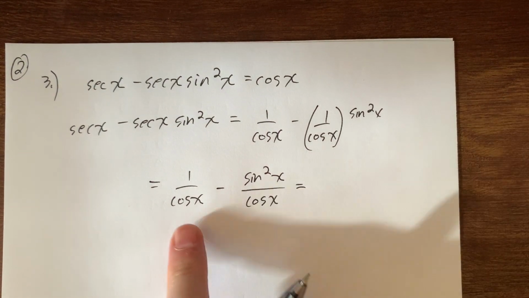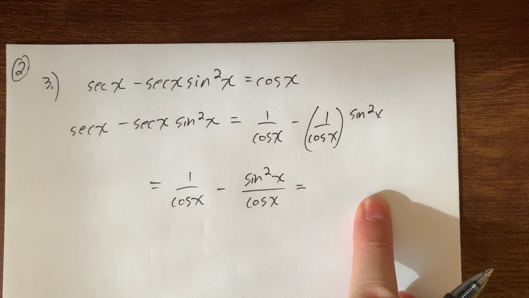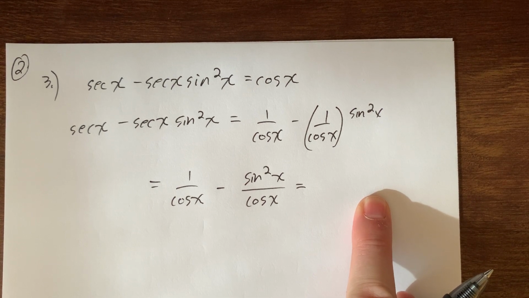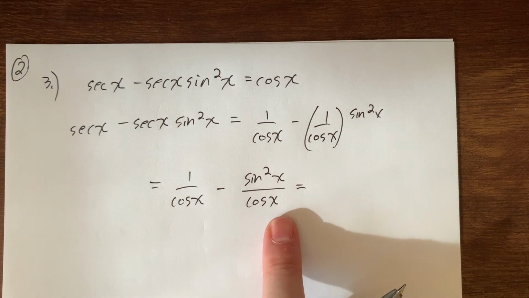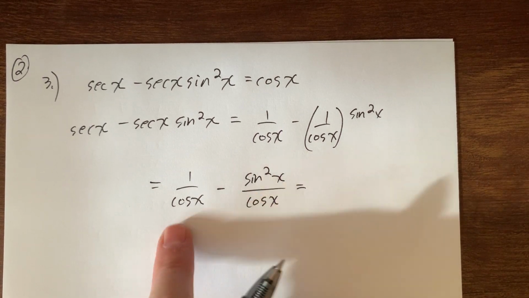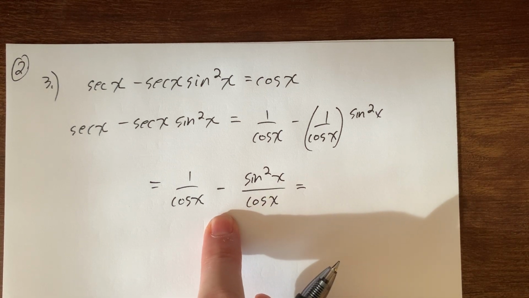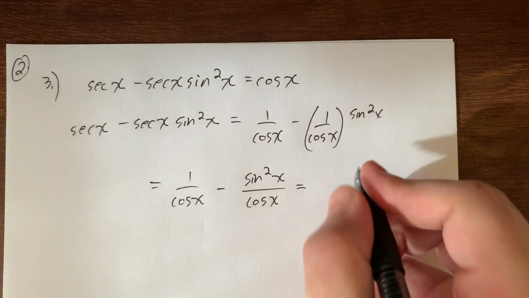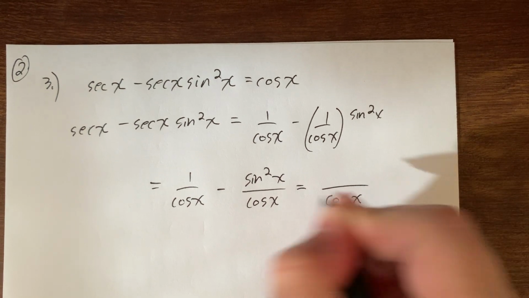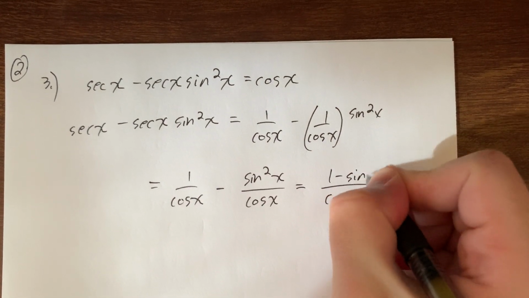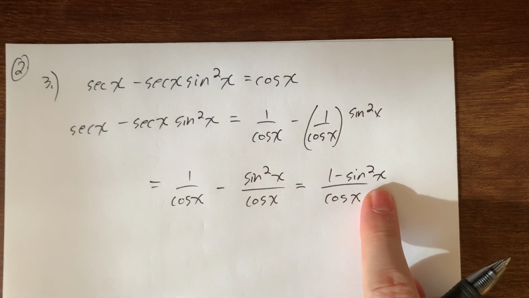Okay, equals, I'll just about finish this one up right here, because this still looks messy, but just the way things broke apart, I've got 2 pieces attached by subtraction, and they already have a common denominator. So I'm going to combine these as one fraction. The denominator is cosine, and the top will be 1 minus sine squared.